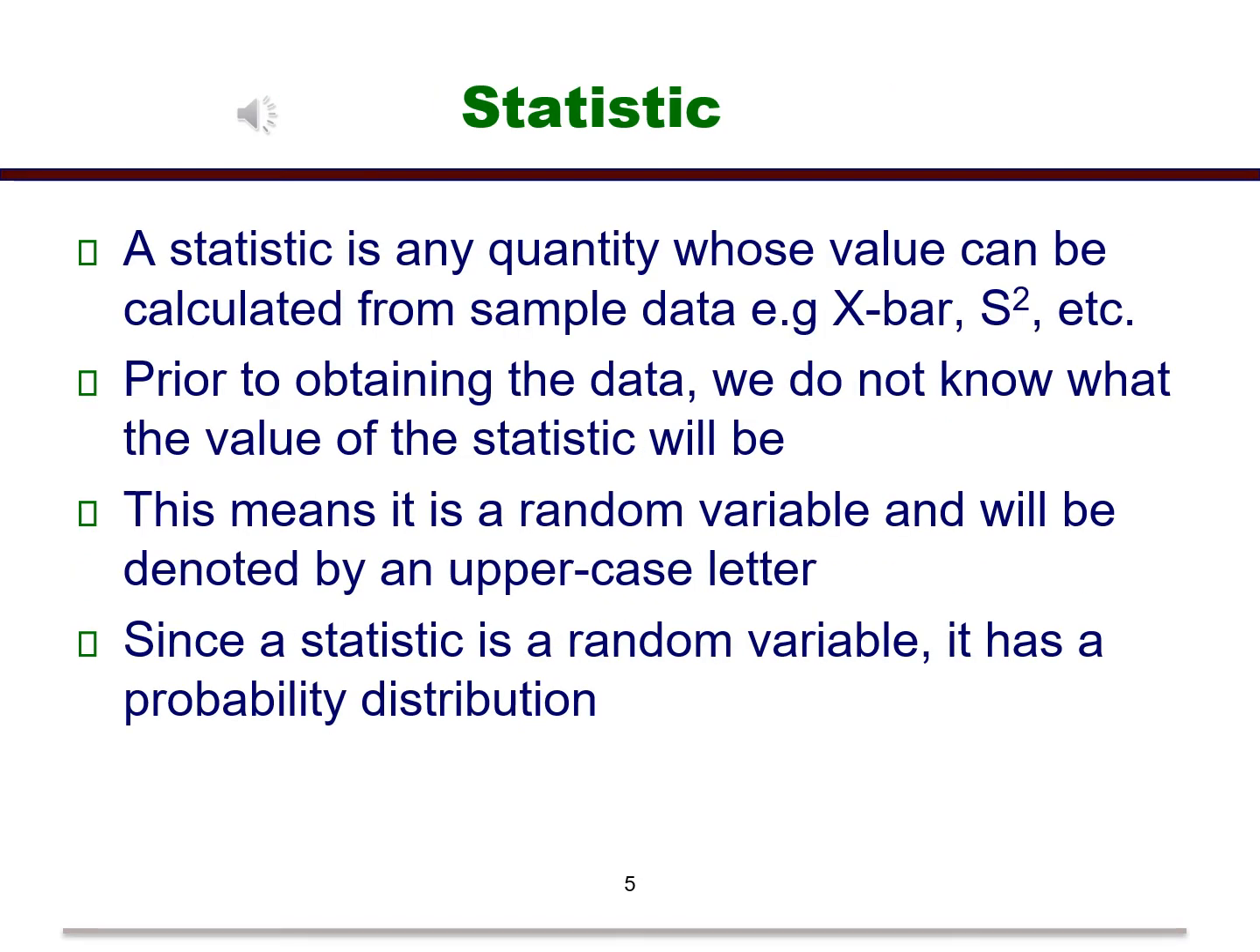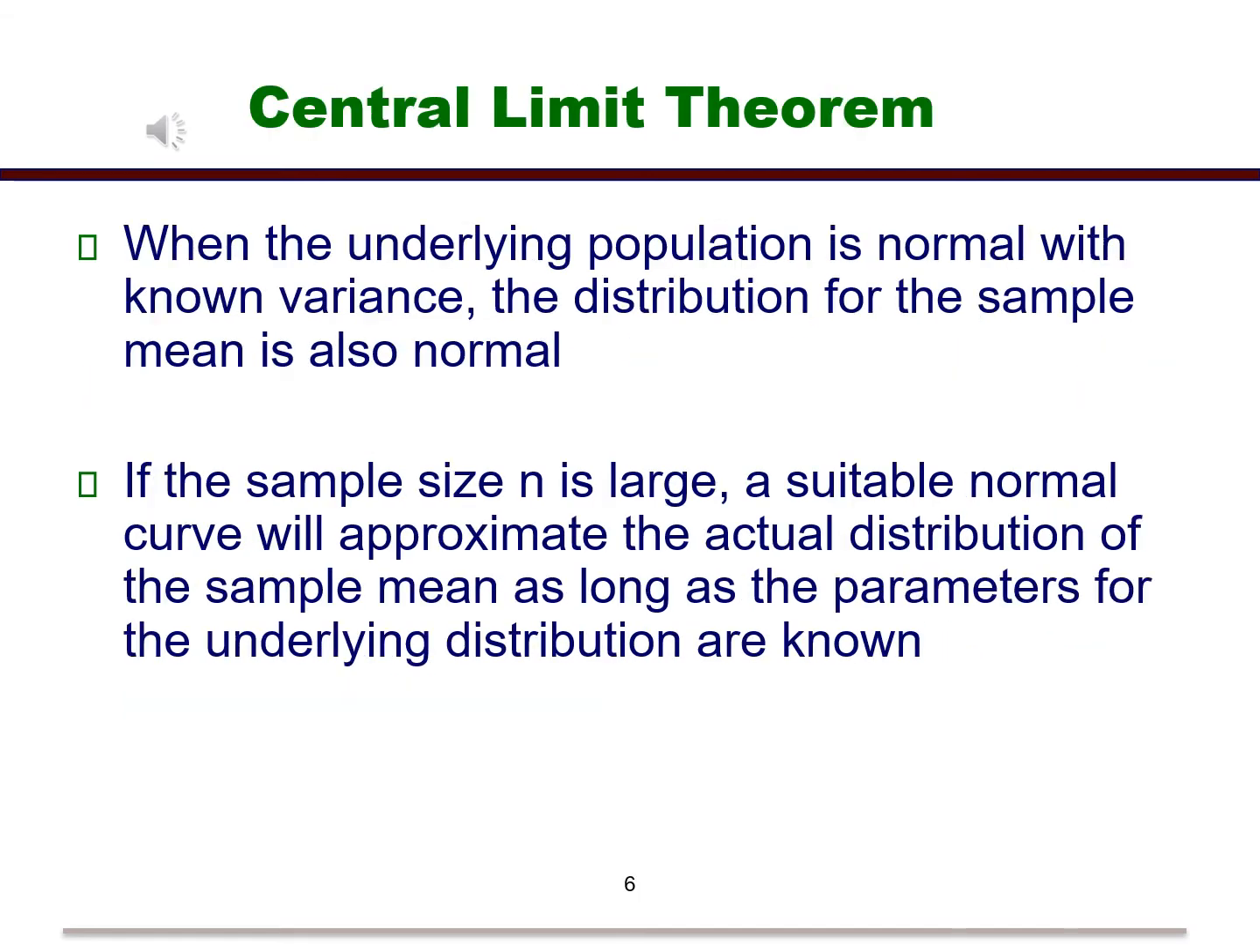A statistic is a summary measure whose value is determined from sample data. Since we don't know the value of the statistic ahead of time, we will consider it a random variable with a probability distribution. We denote these with a capital letter. Now let's talk about the central limit theorem. From here on out, I'll refer to that as the CLT. When the underlying distribution of the population is normal with known variance, we can assume that the distribution of the sample mean is also normal. Also, if the sample size is large and the parameters of the distribution are known, the distribution of the sample mean is approximately normal as well.